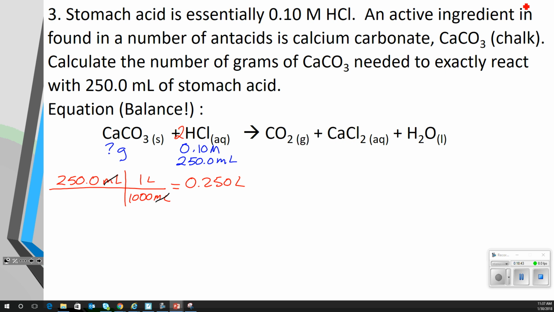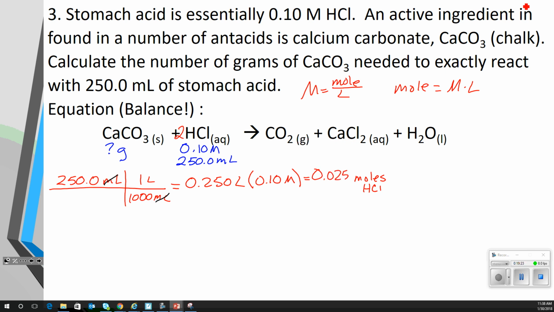Okay, what was molarity again? Molarity equals moles divided by liter. And I'm trying to find what here? Moles. So I'm going to take moles equal to molarity times liters, right? So here's my liters. If I times that by my molarity, then I'll end up with moles. Yes? Okay, so what do I get for moles? Okay, so now I've got moles.